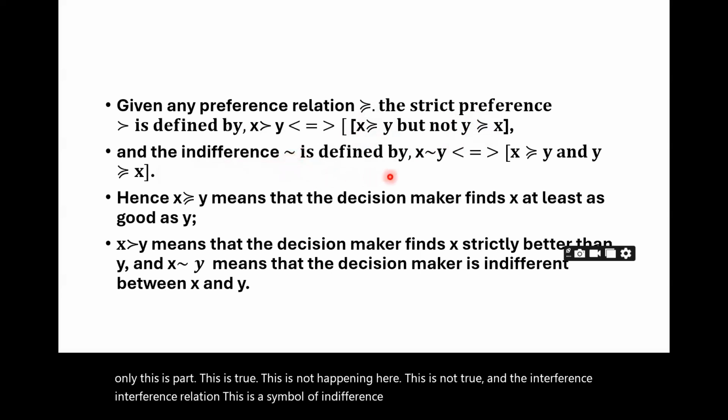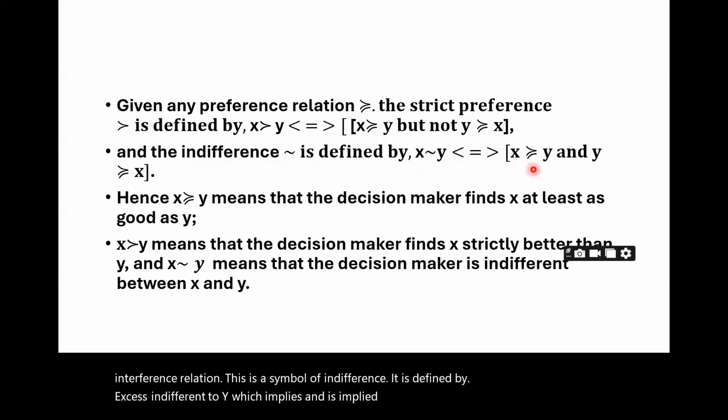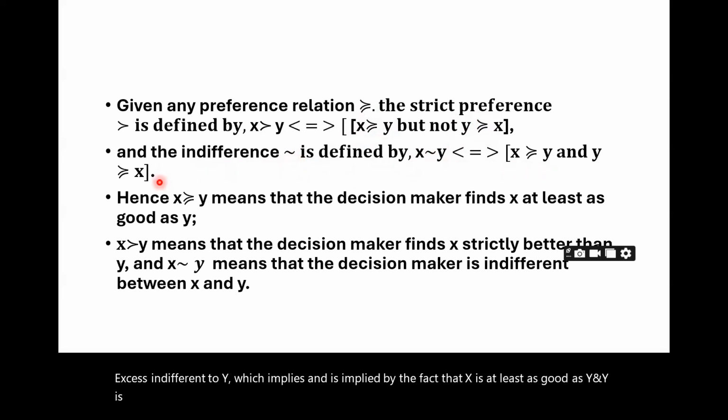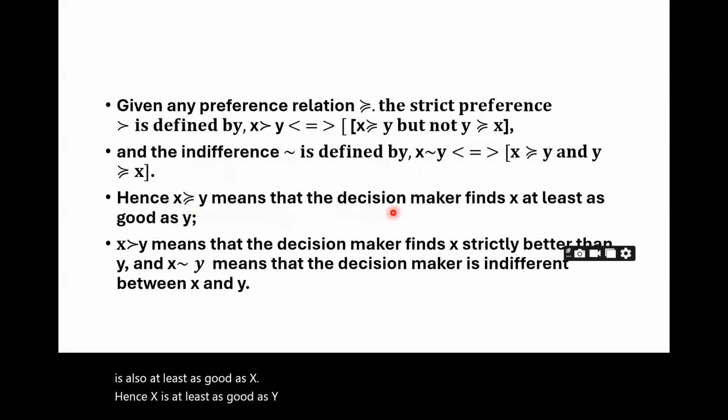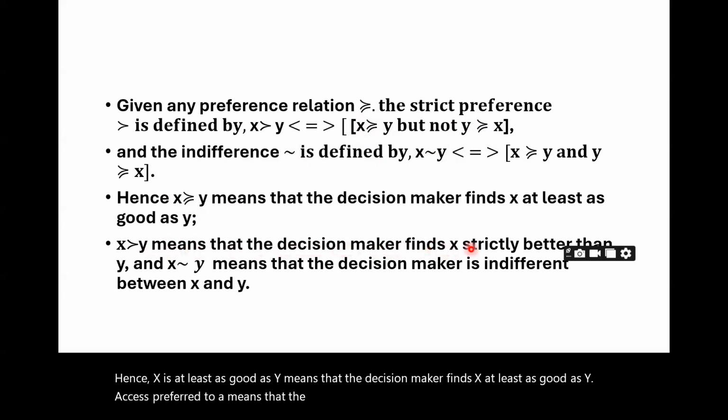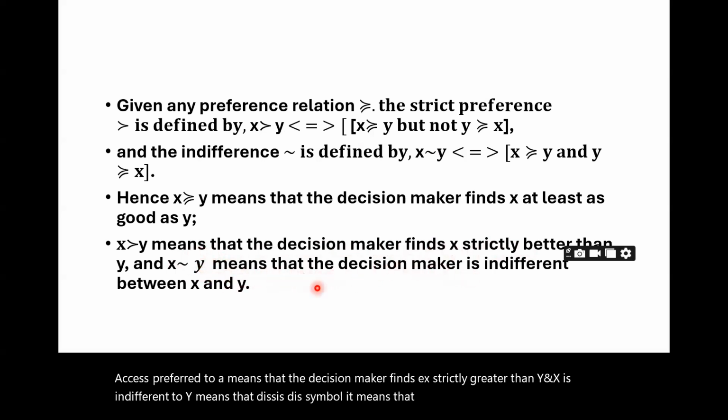And the indifference relation, this is the symbol of indifference. It is defined by x is indifferent to y, which implies and is implied by the fact that x is at least as good as y, and y is also at least as good as x. Hence, x is at least as good as y means that the decision maker finds x at least as good as y. x is preferred to y means that the decision maker finds x strictly better than y, and x is indifferent to y means that the decision maker is indifferent between x and y.